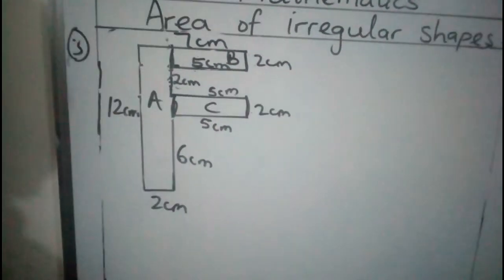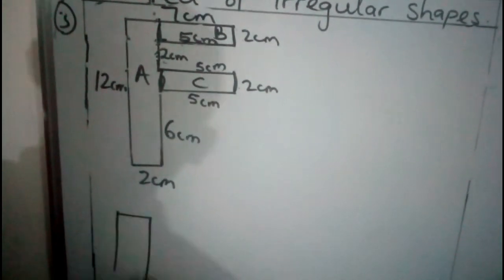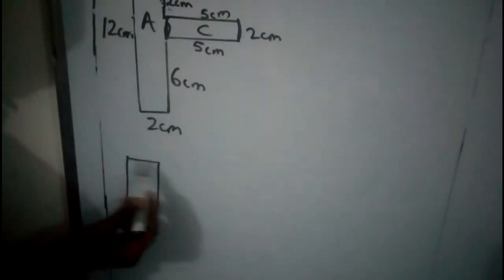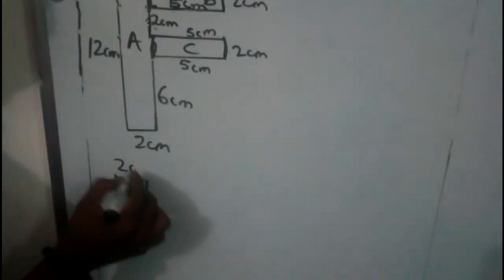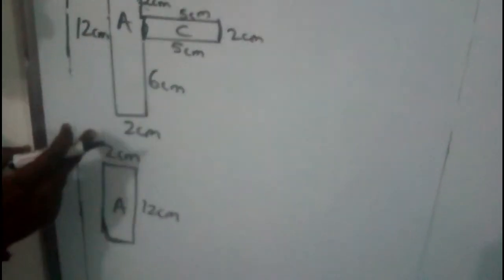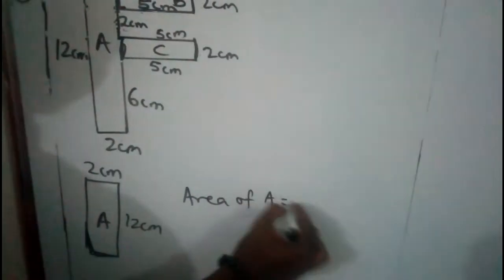So let me bring them out one after the other. So the first one is what? A. This is shape A. So what's this side for A? Don't forget this side and this side, they are the same. So if here is 2, it means here is 2. So this side for A is 2 centimeters. Then what is the length? It is 12. The entire length is 12 centimeters. So this is a rectangle. So what do you say? Area of A is what? Length times breadth. 12 times 2, that gives you 24 centimeters squared.